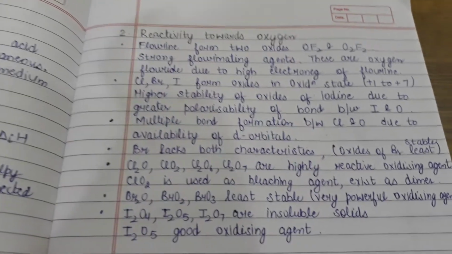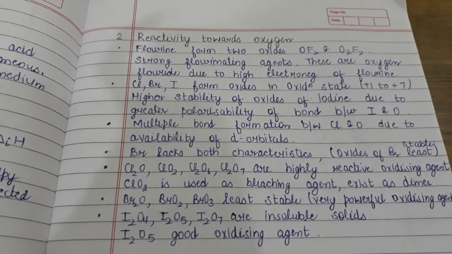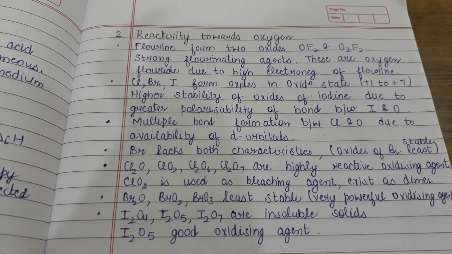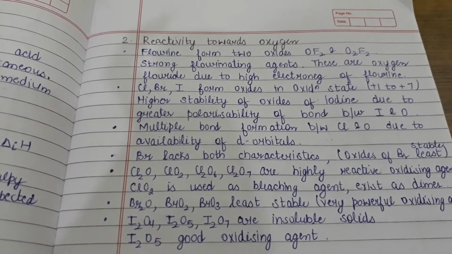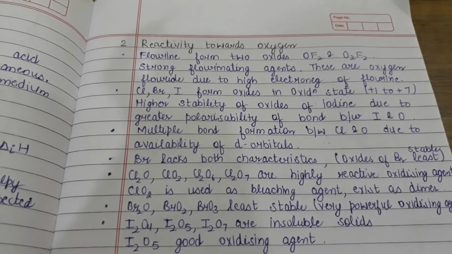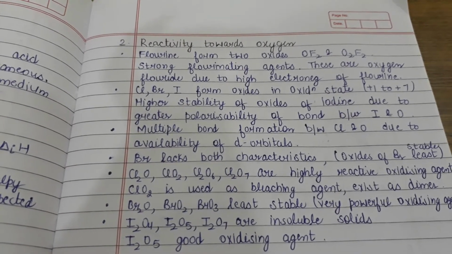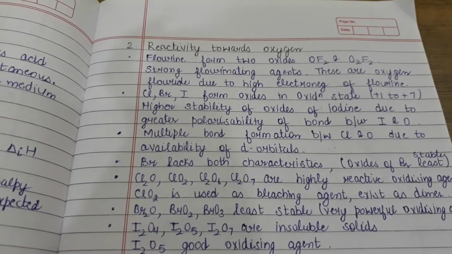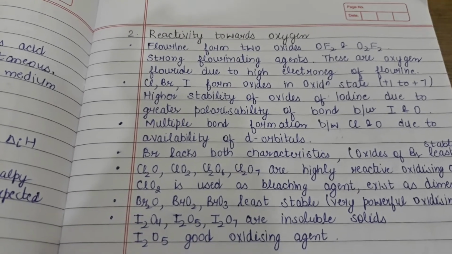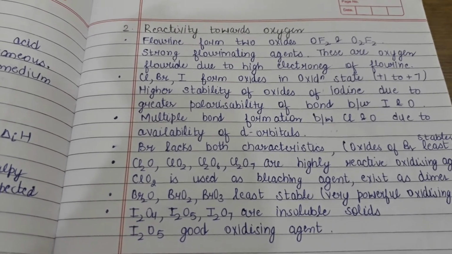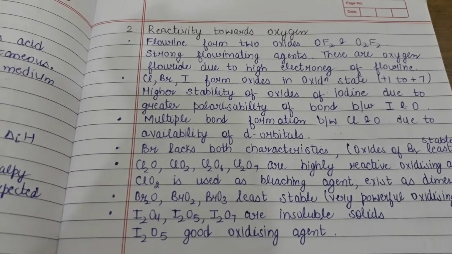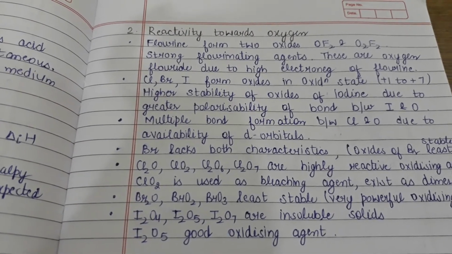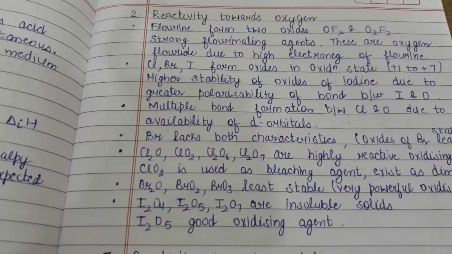Yes, students, reactivity towards oxygen. Fluorine forms only two oxides, OF2 and O2F2. They are strong fluorinating agents. These are oxygen fluorides because fluorine is more electronegative than oxygen. Chlorine and bromine form oxides in their positive oxidation states. Oxides of iodine have higher stability due to greater polarizability.